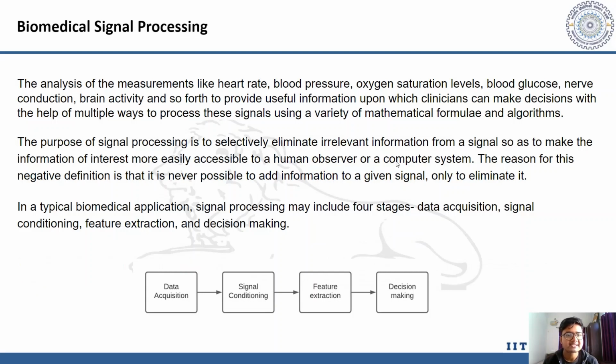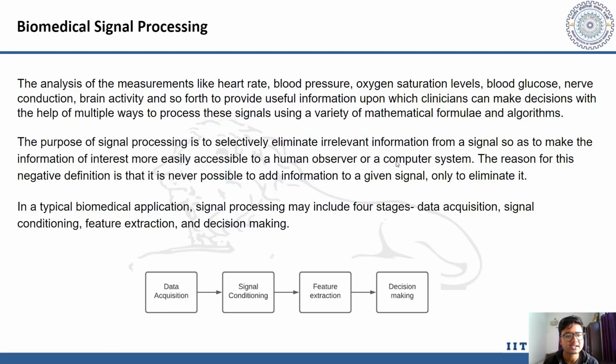So biomedical signal processing includes the analysis of measurements like heart rate, blood pressure, oxygen saturation levels, blood glucose, nerve conduction, and many more medical parameters, in order to provide useful information upon which doctors or researchers can make decisions based on the symptoms. These data can also help in multiple ways to process these signals using a variety of mathematical formulas and algorithms, which we will be seeing later in this PPT.